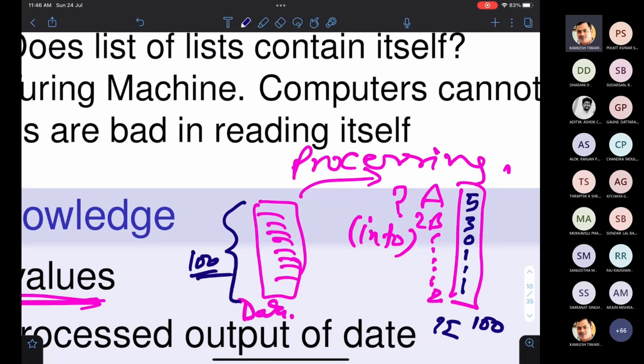At that time, when I ask what is the summation of the numbers in this particular thing, this 100 becomes what? Information. This is the information for me because you have to apply the processing. What is the processing? Sum of these numbers. After processing, you get this number. This number is information. At that time, the thing on which you applied this processing becomes data.